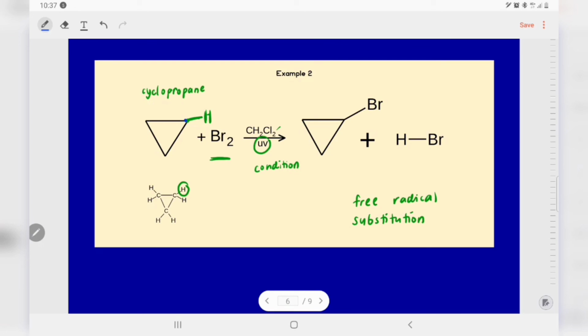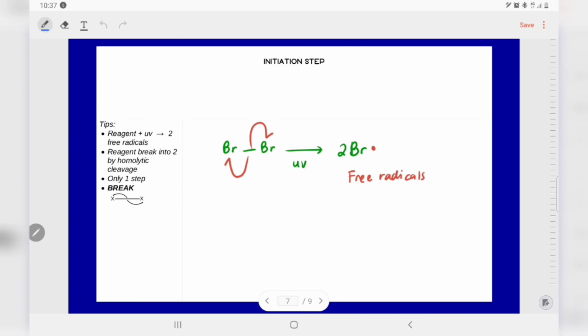Okay, sekarang ni kita akan revise apa yang berlaku dalam mechanism of cyclopropene with Br. So dekat sini kita substitute hydrogen from this carbon 1, dan kita substitute dengan Br. Sebelum kita nak substitute, apa yang kita kena buat? Kita kena break the bond. Okay, kita akan break the bond by help of free radical. So sekarang ni macam mana nak hasilkan free radical? So free radical ini dihasilkan dalam step initiation, di mana Br2, bond antara dua Br ini break secara homolytic daripada bantuan UV.